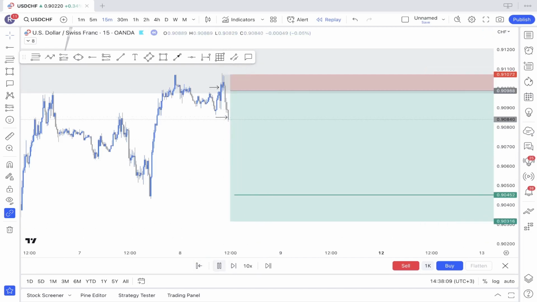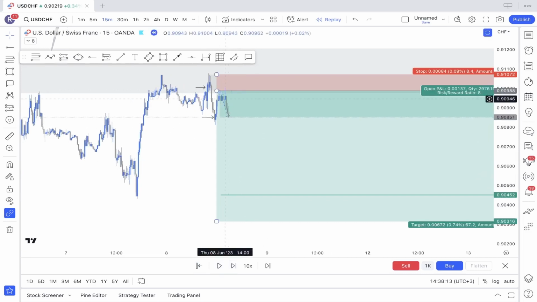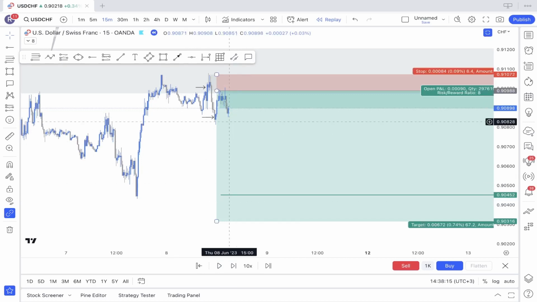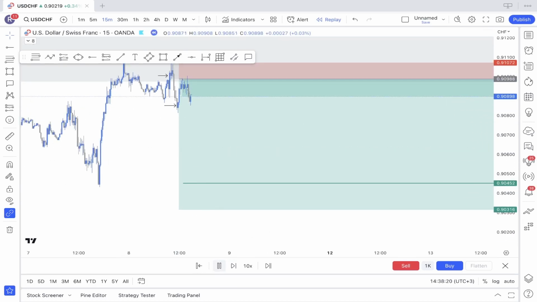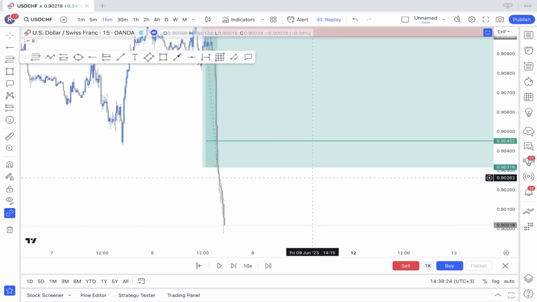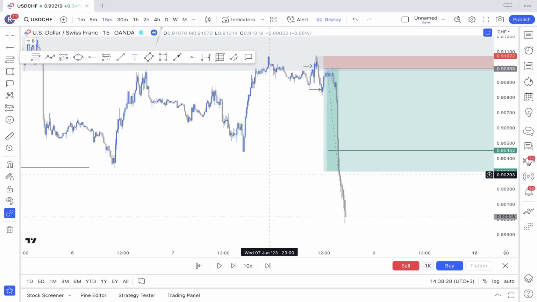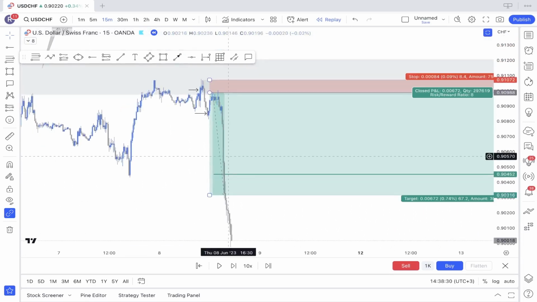So now let's wait. Let's play price forward, and we can see that we have a wonderful reaction to this zone. We are already running in profit. So now let's play the market and check this out. This was a wonderful trade that would have smashed these targets. And as you can see, this was an 8-hour trade.